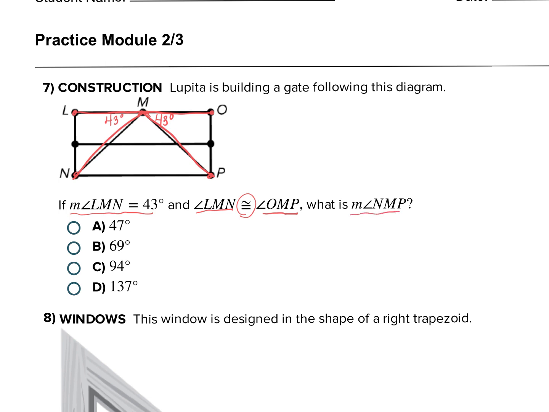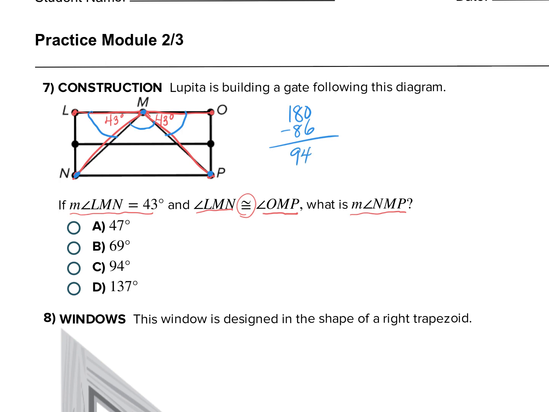The question is what is the measure of angle NMP? So the question is what is the measure of this angle? Hopefully you see that these three angles together form a line. We can't say linear pair because there's more than two angles, but these three angles form a line, which is 180 degrees. So 43 plus 43 is 86, and when I subtract 86 from 180, that gives me the measure of the third angle that forms our line.